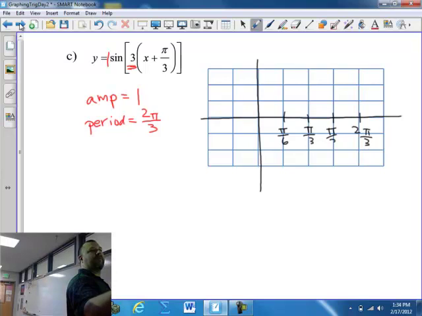Now, if they forget to reduce that, are we going to be mad? No, I'm just going to look at them funny. Okay, but it'd be nice if they reduced their fractions.